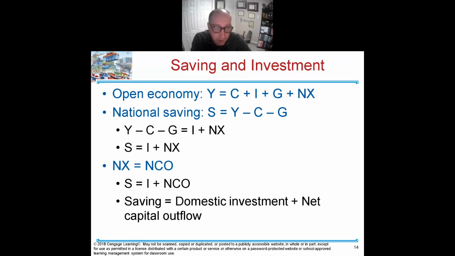The net exports can also be looked at through the lens of domestic investment, where net exports equals the NCO, where savings equals domestic investment plus net capital outflow, NCO.